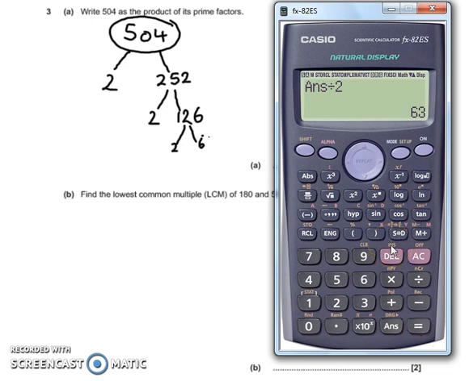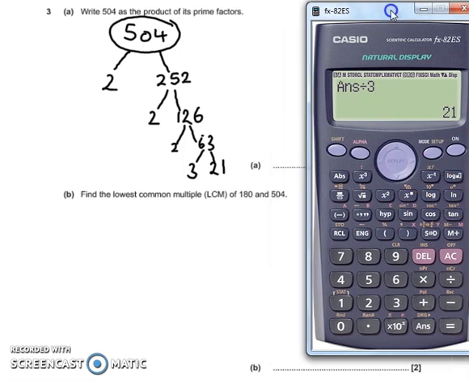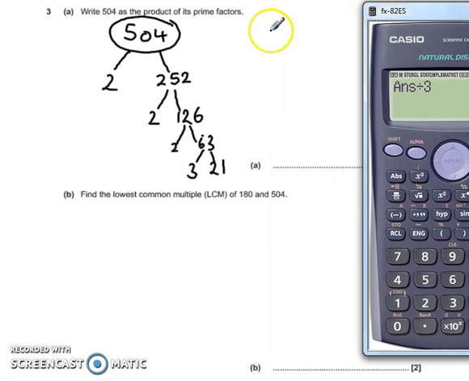This is not an even number, but I can see that it's divisible by 3. So dividing by 3, I'll get 3 times 21 is 63. And I'm just going to move my calculator so I can start writing at the top. So 21 will split up into 2 factors, which is 3 and 7. Both of those are prime. I'm going to circle all my prime numbers.